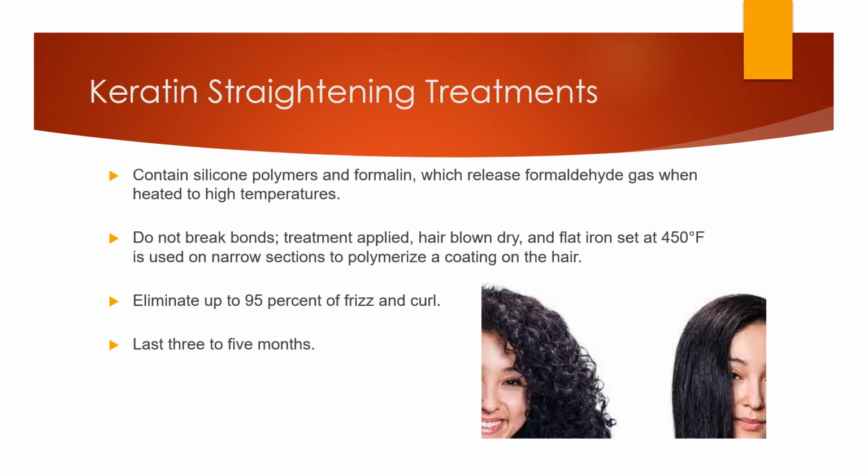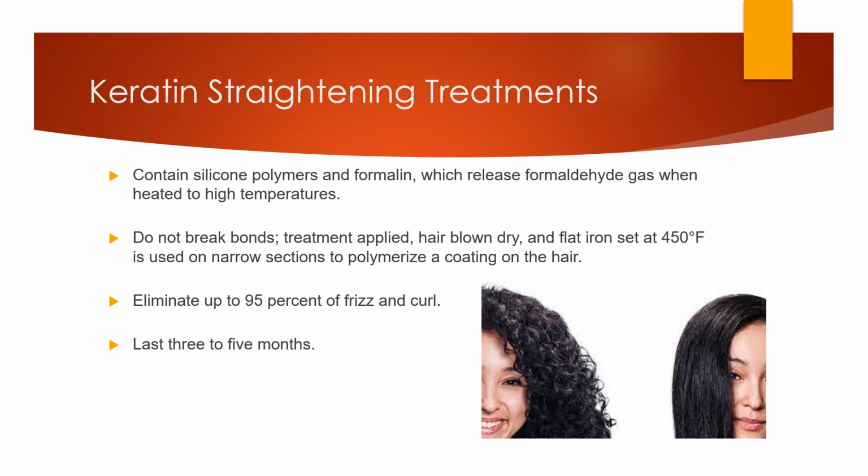Now we're going to talk about keratin straightening treatments. Keratin-based straightening treatments, also called Brazilian keratin treatments or Brazilian blowouts, contain silicone, polymers, and formalin or similar ingredients which release formaldehyde gas when heated to high temperatures. A keratin straightening treatment works by fixing the keratin in place in a semi-permanent manner. They do not break bonds.